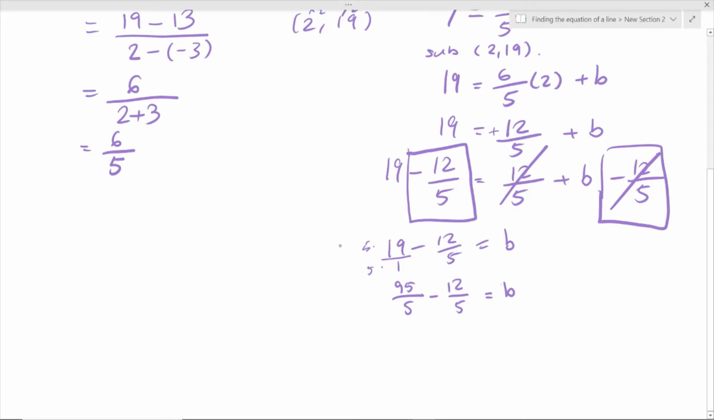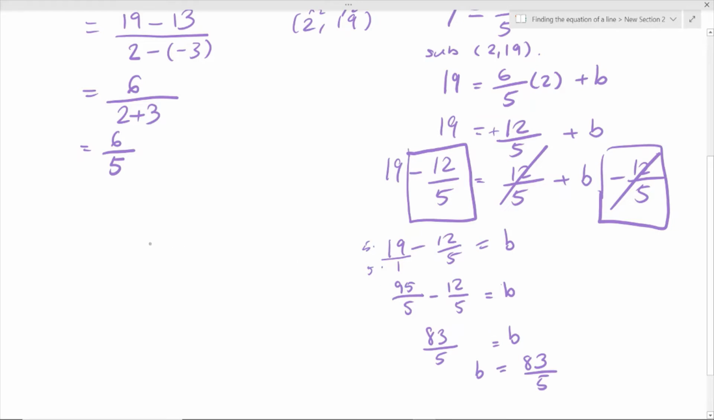And now, once we do that, we are going to subtract it because we have the same denominator. We are allowed to do this. 95 minus 12, we are going to get 83, and then this is a denominator, which is just 5, and that's going to be equal to b. So our b is hence equal to 83 over 5.